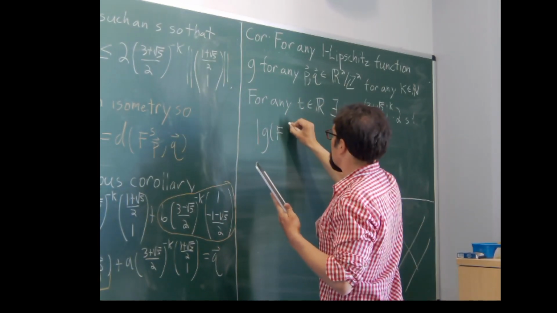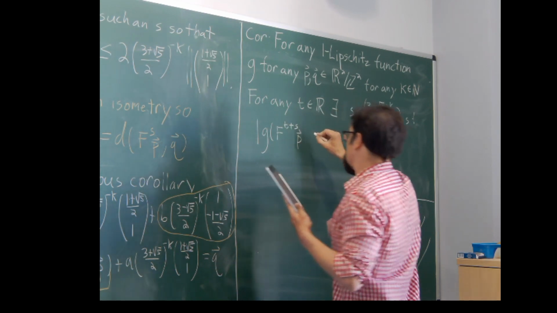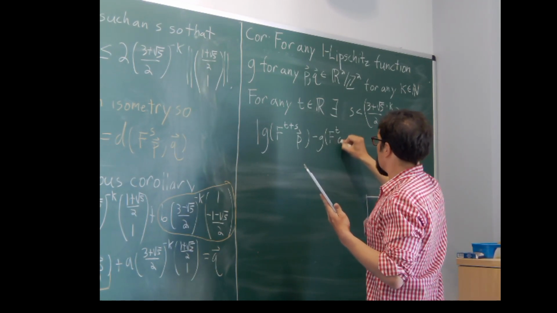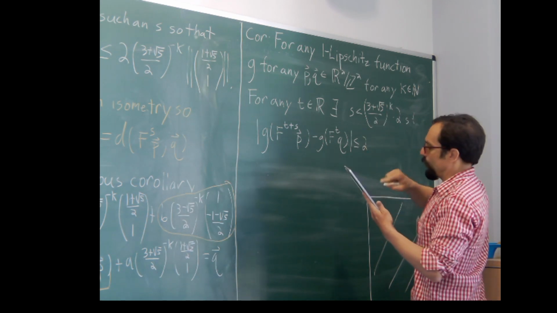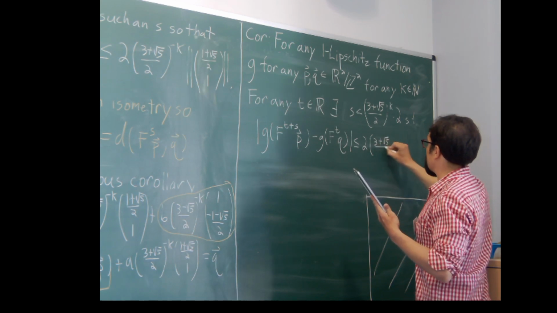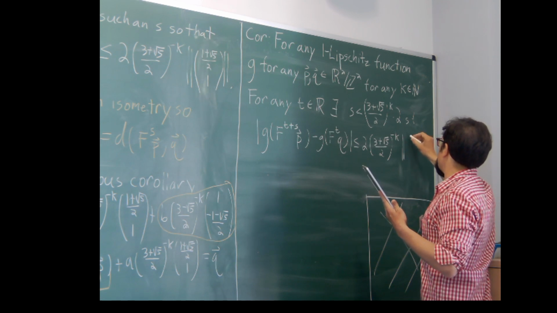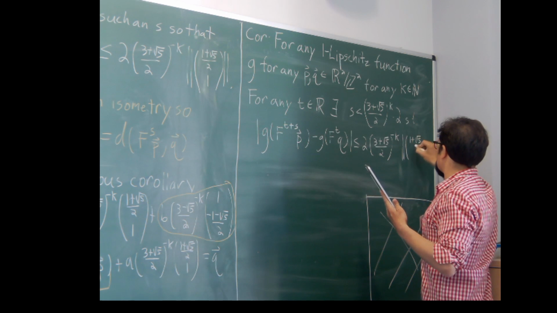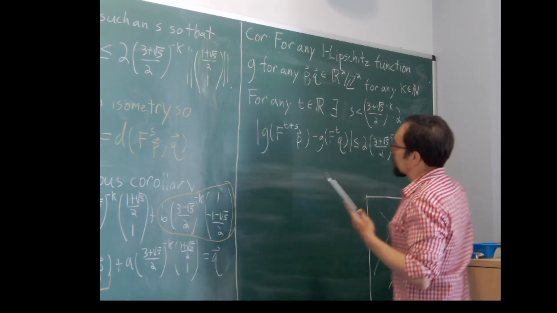g of f to the t plus s of p minus g of f to the t of q is small. It's less than or equal to 2 times 3 plus the square root of 5 over 2 to the minus k times the norm of my vector. So that's going to be 1 plus the square root of 5 over 2. Just the Euclidean norm.